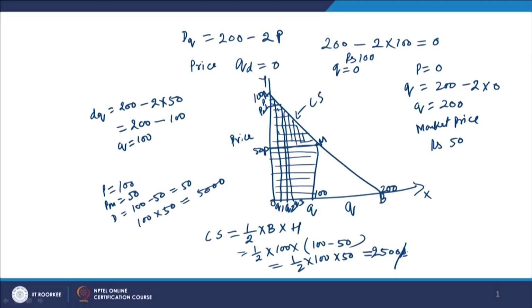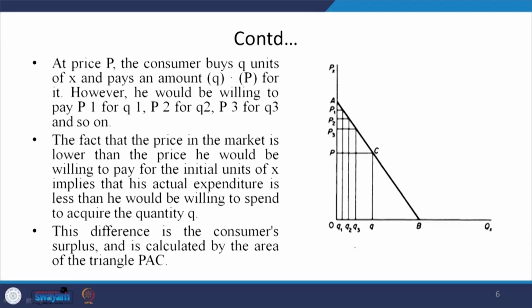So, you can easily estimate the consumer surplus according to the formula: 1 by 2 into base 100 and height, the net change in the price, 100 minus 50 equal to 50. So, 1 by 2 multiplied by 100 multiplied by 50 is equal to 2500. So, 2500 in this example is the consumer surplus. Okay. Now, these things I already explained to you.